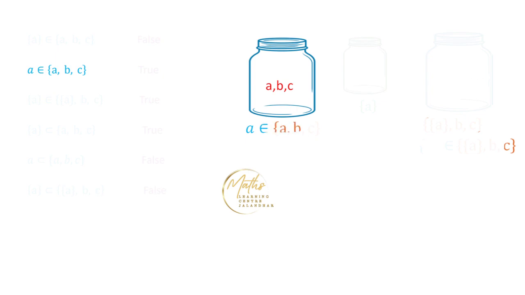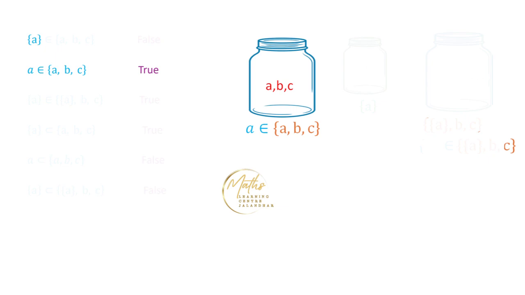Now the next statement, we have to check whether this statement is true or false. We are talking about A belongs to the set {A, B, C}. When we talk about this set {A, B, C}, we are talking about a jar. It contains the elements A, B, C. So what we obtain is that there is an element A in this set. So this previous statement is true.